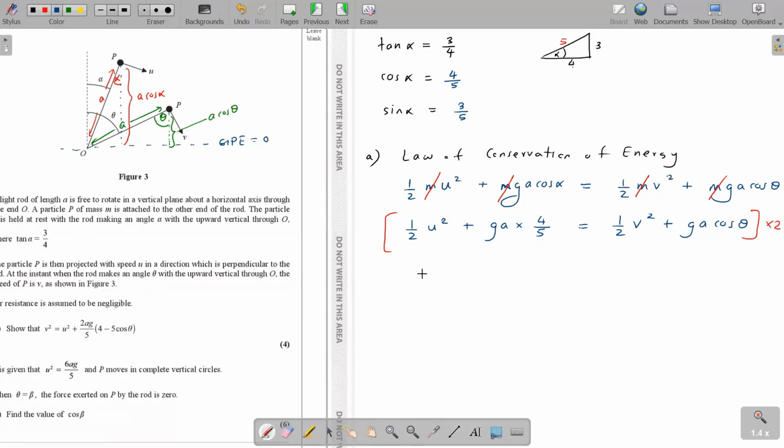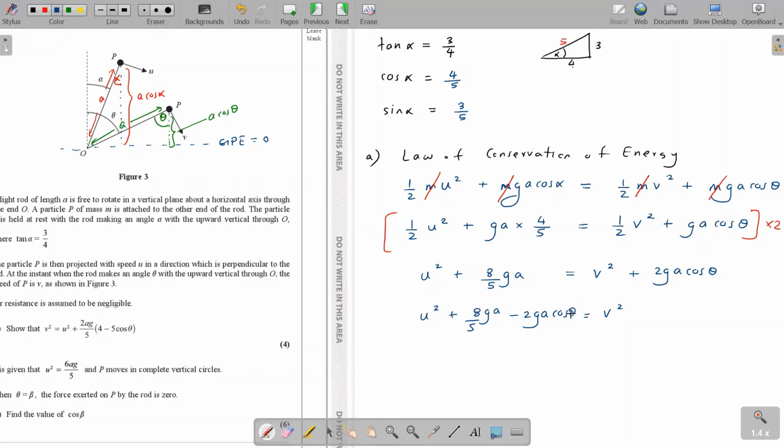So half into u square is u square. This becomes 4GA over 5 multiplied by 2, which is 8 over 5 GA. Half into 2 is just v square. This is 2GA cos theta. So when I make v square the subject here, I get v square equals u square plus 8GA over 5 minus 2GA cos theta.